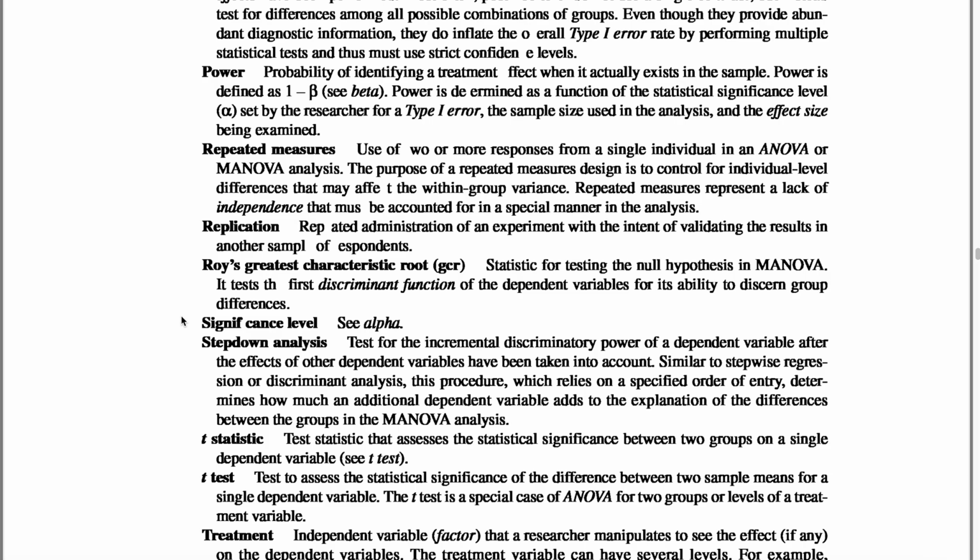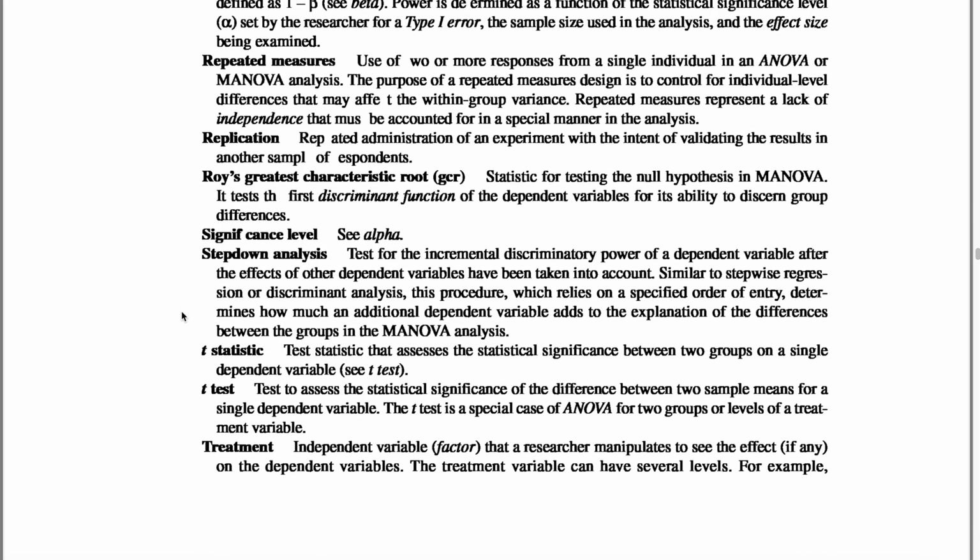Significance level: see alpha. Stepdown analysis: test for the incremental discriminatory power of a dependent variable after the effects of other dependent variables have been taken into account, similar to stepwise regression or discriminant analysis. This procedure, which relies on a specified order of entry, determines how much an additional dependent variable adds to the explanation of the differences between the groups in the MANOVA analysis.